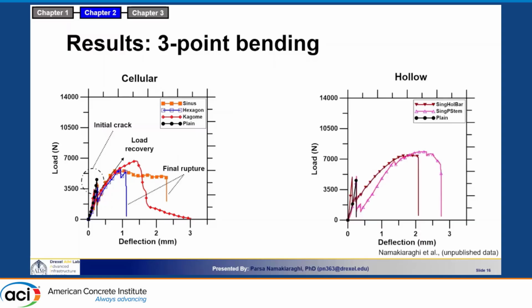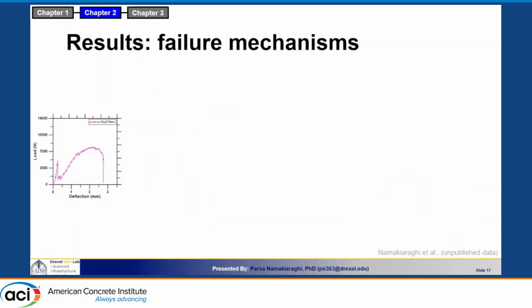On the other hand, in hollow architectures, we saw that initial crack again and the load recovery. We saw an improvement in terms of the ductility, not that much in terms of load, when we added the secondary level of hollow tubes. And in general, although the reinforcement ruptured at the end, they showed better mechanical properties than the cellular category.